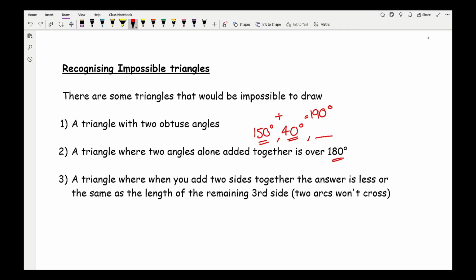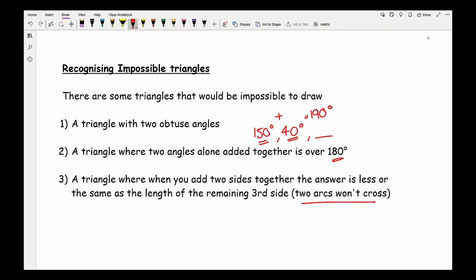And the final one is a triangle where if you add 2 sides together, the answer is less than or the same as the length of the remaining side. One of the reasons why is that the 2 arcs won't cross. And again, I'll do an example of when that would happen when I go through how to construct an SSS triangle.